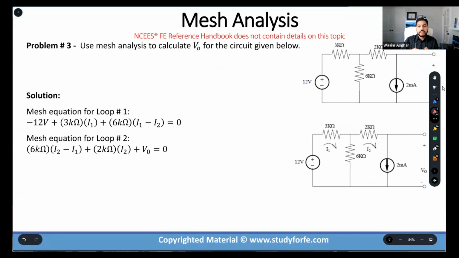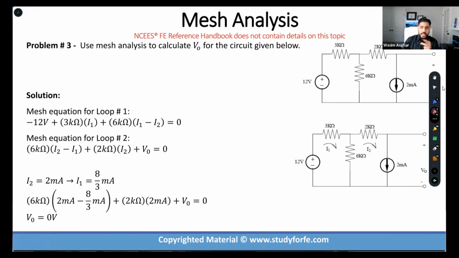And then I can ask about V naught, and I can ask about this or that. So in loop 2, I just call this voltage V naught, right? I already know the value of I2, and then I'll carry V naught as an unknown, and I can work through that. That's not a problem. Okay. Is that clear, guys? Yeah. And then I go about solving.